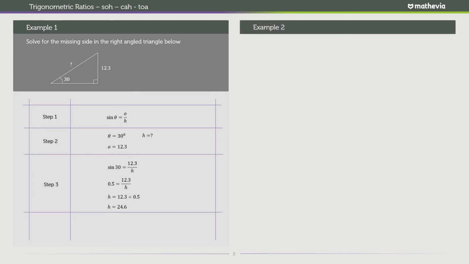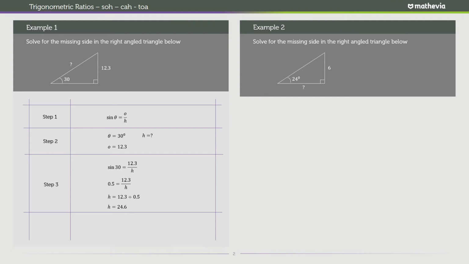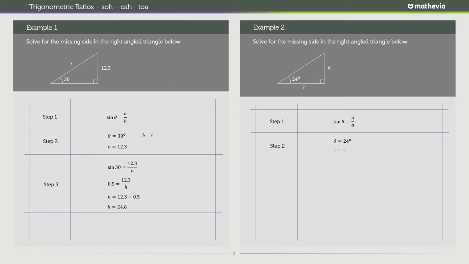Another example, example 2. Okay, so we have 24 in this case, and we have opposite, and we're looking for adjacent. Okay, so opposite and adjacent. The trigonometric ratio we would use for opposite and adjacent, what is that? It's tangent. Okay, and we have that tan theta equals O over A. And then basically we have that theta equals 24 degrees. O in this case is 6, and we're looking for A.